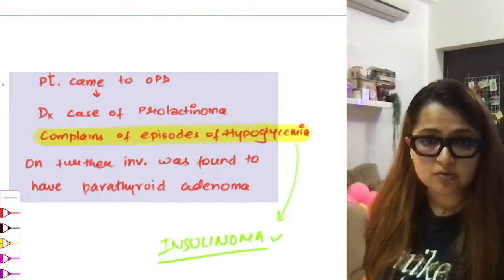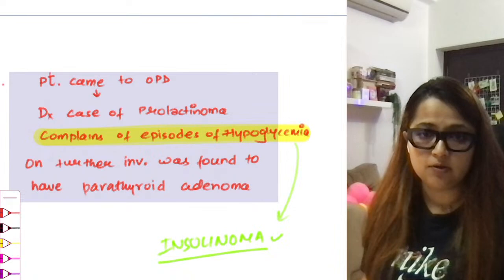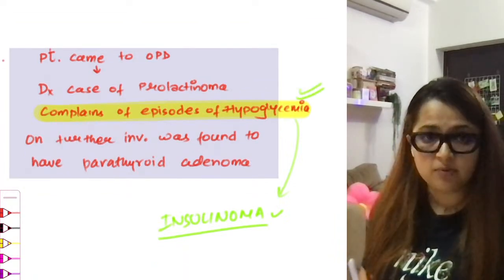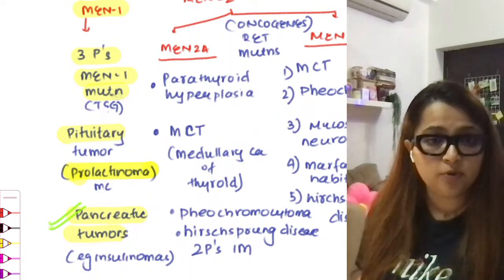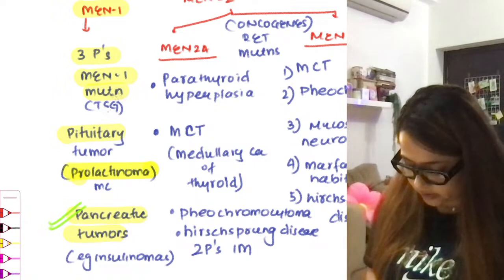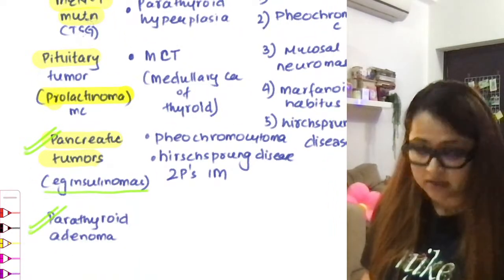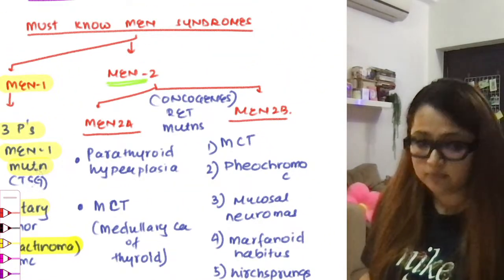Insulinoma is a tumor in which insulin is released in excessive amounts. And you know the effect of insulin: insulin lowers the blood glucose levels, right? That is why hypoglycemic episodes are seen. So what we are writing here is that pancreatic endocrine tumors are seen in MEN1, for example insulinoma. Moving on, the third P is for parathyroid adenoma. Moving on to MEN2.